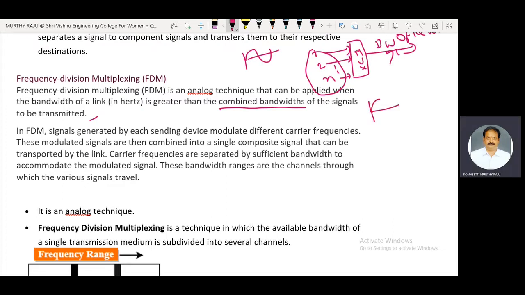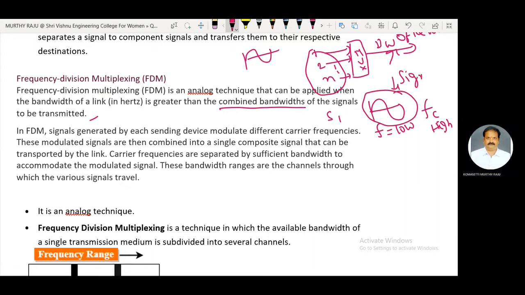This is the signal generated by source 1, where the frequency of that signal is a very low value. The carrier frequency, on the other hand, is a high value. With the help of that carrier frequency, modulation is done on this signal. After that, only the modulated waveform is transmitted.